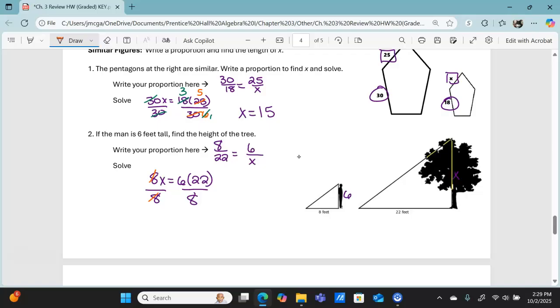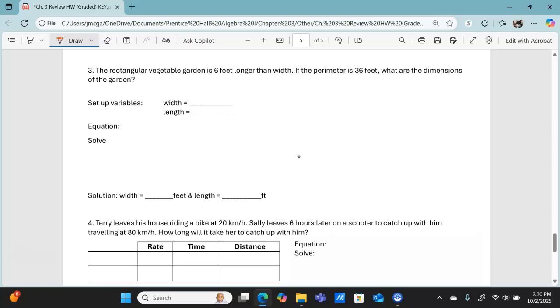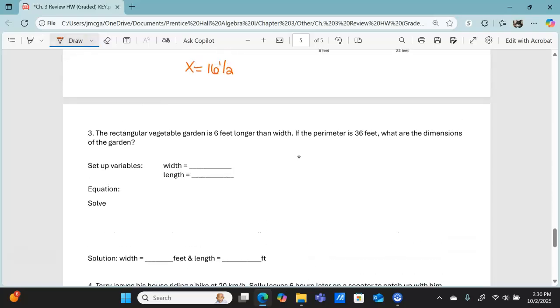That will cancel. 8 and 6 are both multiples of 2. So I get 66 over 4. Oh, that's a multiple of 2 as well, 33 over 2. I know that 16 times 2 is 32, so this is 16 and a half. And then on to the next page.